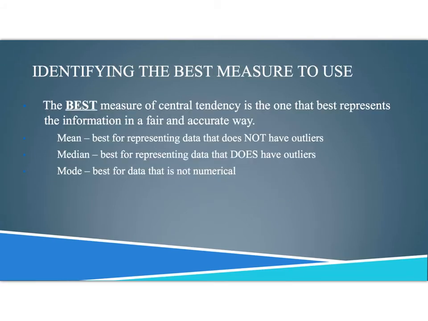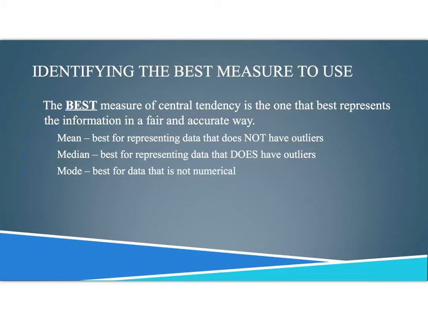Now that we know what the three measures of central tendency are, you sometimes have to figure out which one is best to use when you're trying to represent your data. The way you pick that is you want to pick the one that best represents your information in a fair and accurate way. So for example, the mean is good when you're trying to represent data that doesn't have any big outliers, because the mean can be affected by those outliers.